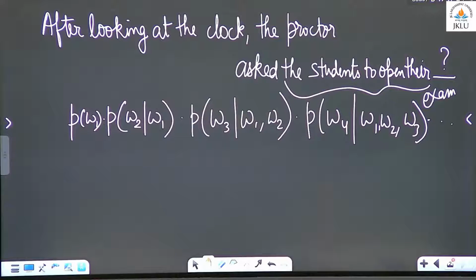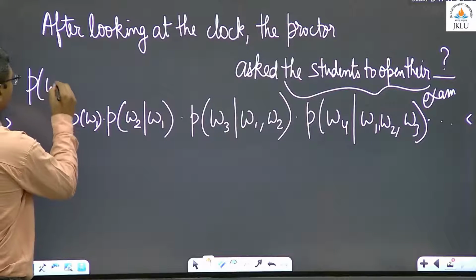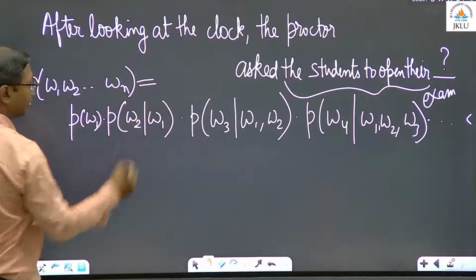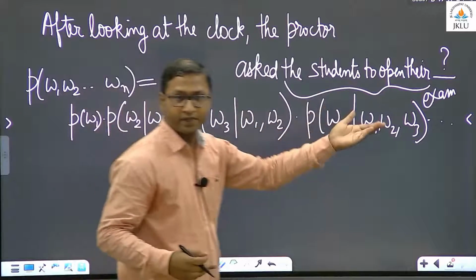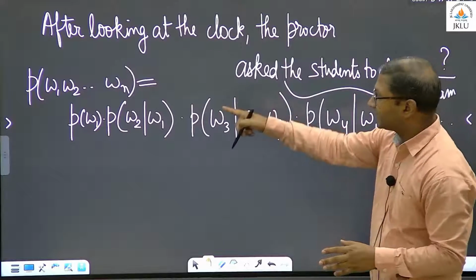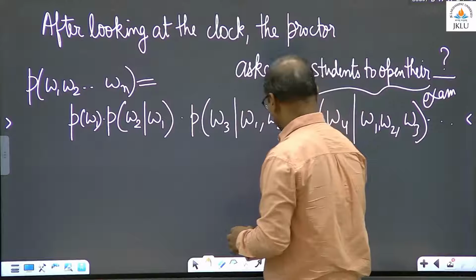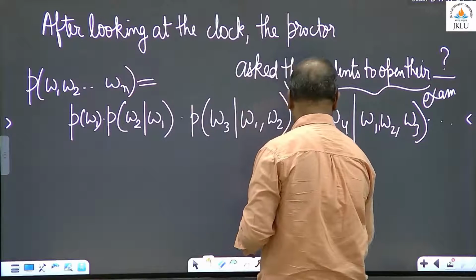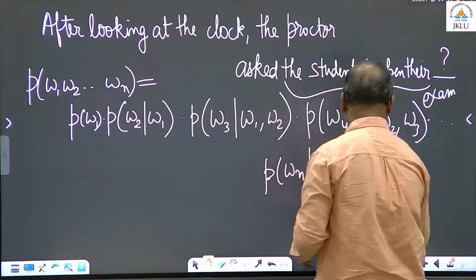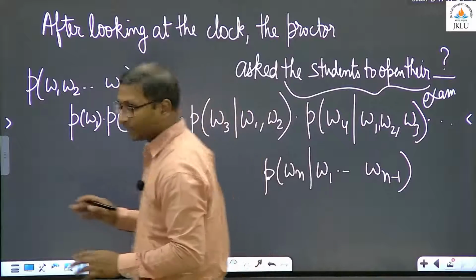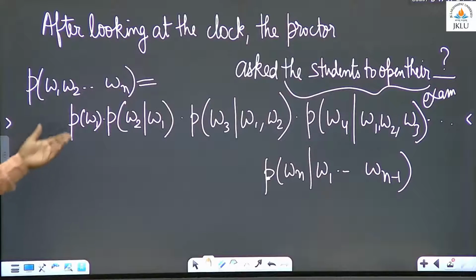What is this? This is the probability of sequence W1, W2 and so on. How do I formally write it? What will be the last term? Probability of Wn given W1 all the way to Wn minus 1. Is this simple enough? So this is what it is.